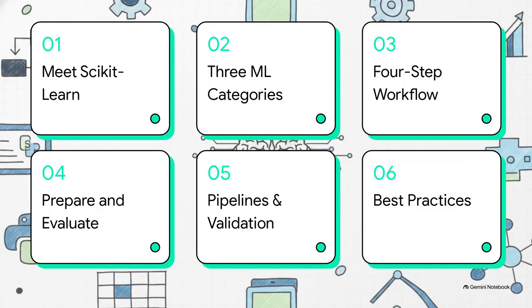Here's our roadmap for today. We'll meet scikit-learn, break down the three main machine learning categories, walk through the core four-step workflow, and then cover preparing and evaluating models, pipelines, and cross-validation, and finally wrap up with some essential best practices. Let's just dive right in.